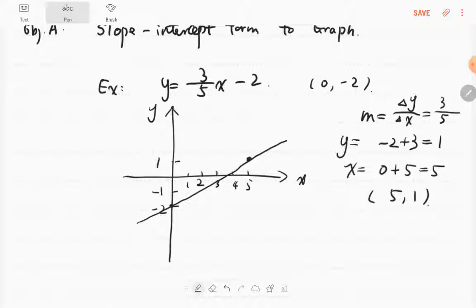Again, this is just based on the definition of our slope. Change in y divided by change in x, which means if y increases 3 units, then x increases 5 units. So y plus 3, then x plus 5 units to get 5. So we find a new point. Okay?